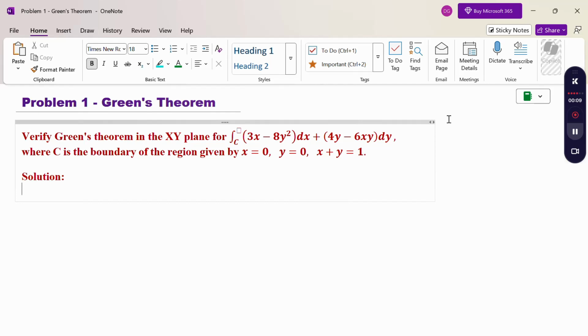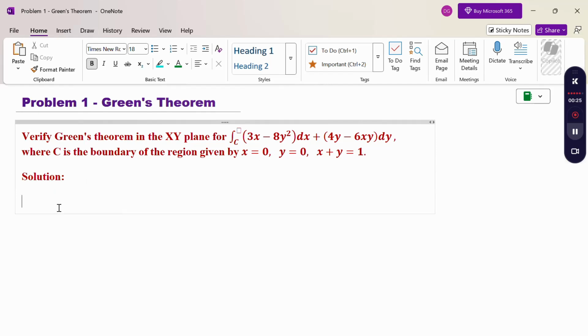In this section we are going to discuss a Green's theorem problem. The problem is: verify Green's theorem in the xy plane for the integral over C of (3x minus 8y squared) dx plus (4y minus 6xy) dy, where C is the boundary of the region given by x = 0, y = 0, x plus y = 1.